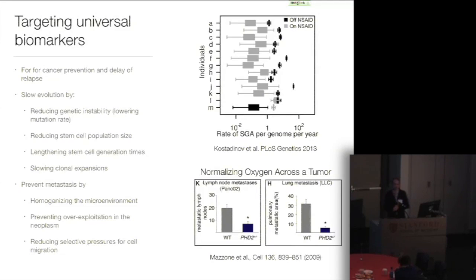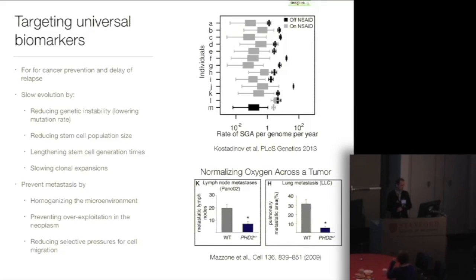We try to either surgically resect to reduce population size or use chemo to try to kill cells to reduce population size. But we should also be thinking about, can we slow the generation times to make the generation times of the stem cells longer? That would also reduce the evolvability of these tumors. And can we slow clonal expansions? These are essentially our questions that haven't really been addressed yet.